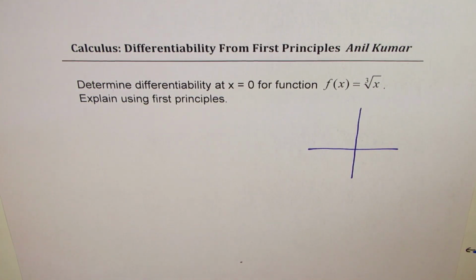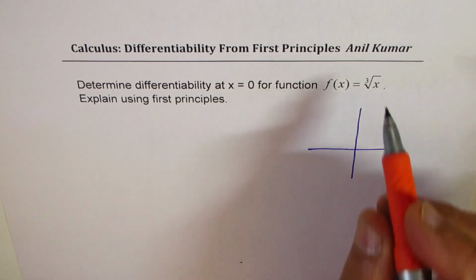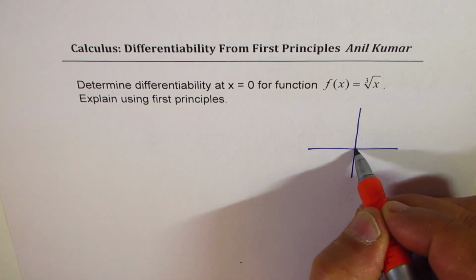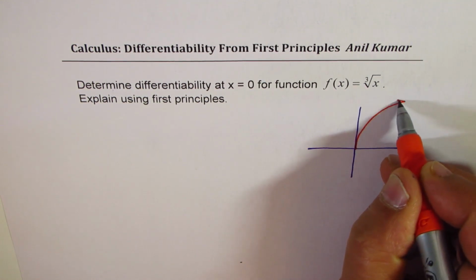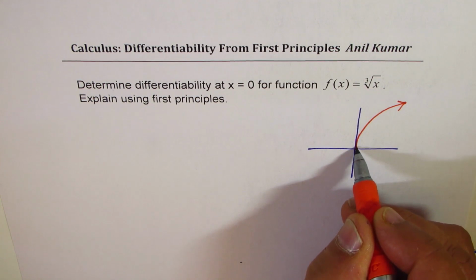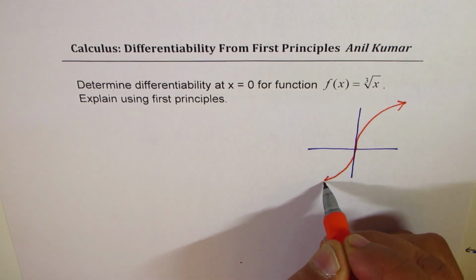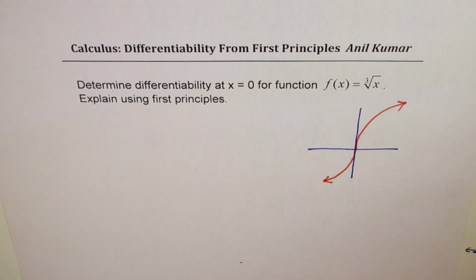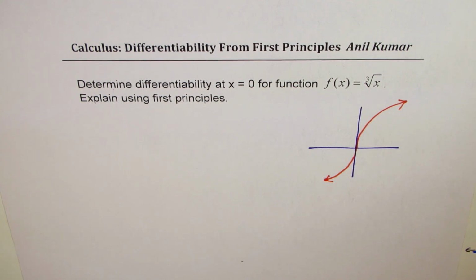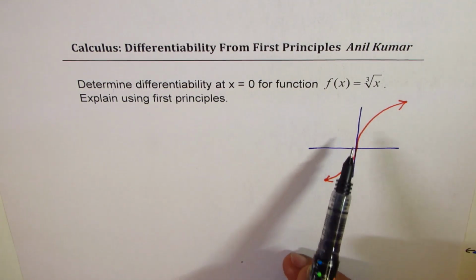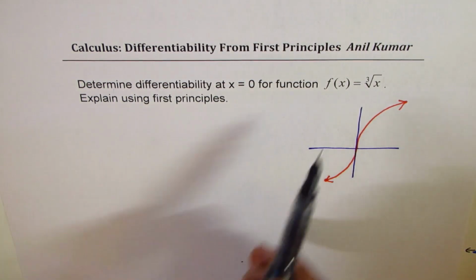So we want to sketch cube root of x. So the function on the right side will be kind of like this, and on the left side of the y-axis, it is going to be like this. Is that okay? Now, from this, what do you expect? Is it differentiable at x equals 0 or not? Right? Think about it. And let's also do it using the first principle.